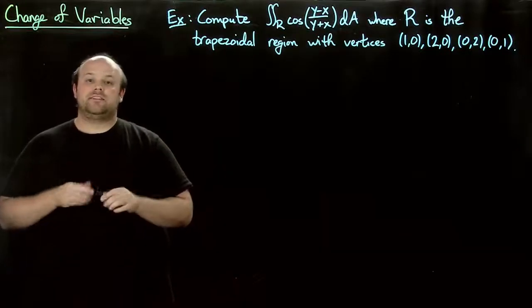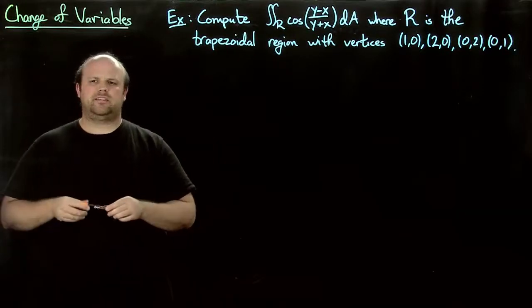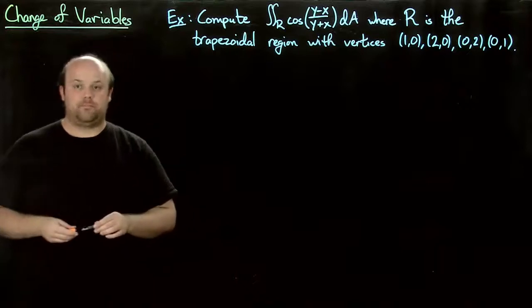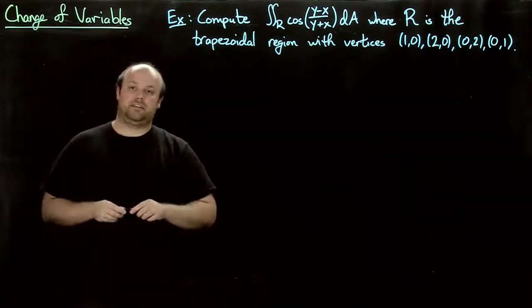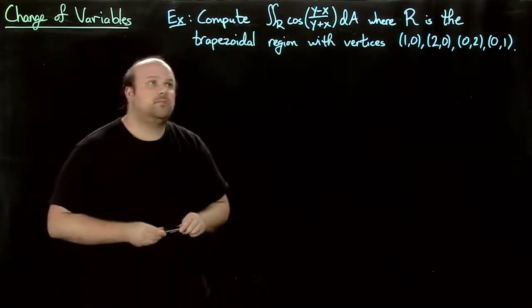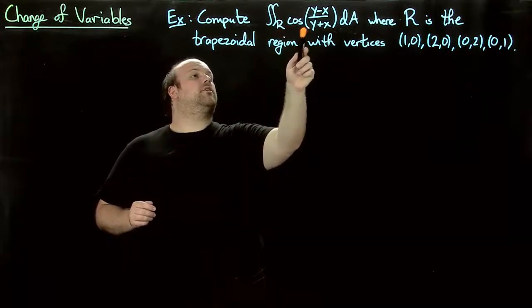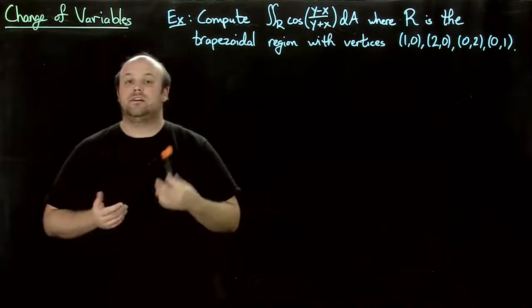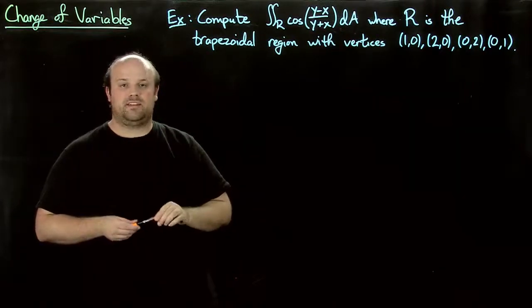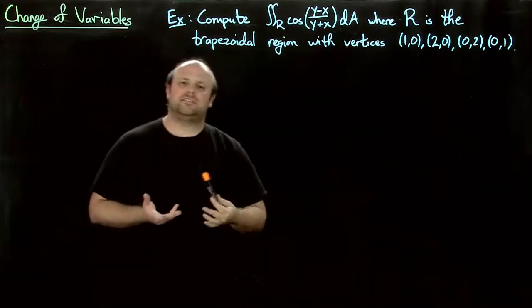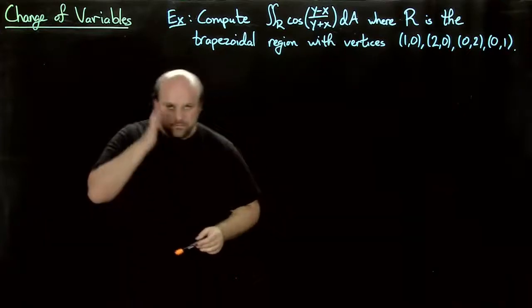Okay, so now let's do an example that's more akin to the u-substitution we did in Calc 1, and see how they're related here. We want to compute the double integral over R of cosine of (y minus x over y plus x) dA, where R is this trapezoidal region here.